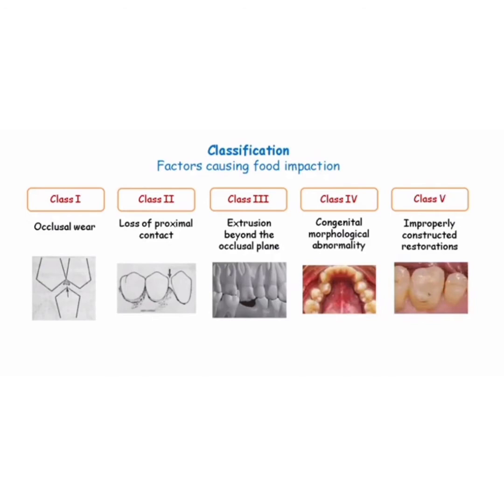Class 2 is a loss of proximal contact, that is, an open area is present in between the two teeth. Class 3 is an extrusion beyond the occlusal plane that causes a loss of tight interproximal contact. Class 4 is a congenital morphological abnormality, that is, a tooth is placed either buccal, lingual, palatal, or in a rotated position. Class 5 is an improperly constructed restoration. All these factors are showing that the loss of tight interproximal contact is the reason for the food impaction.